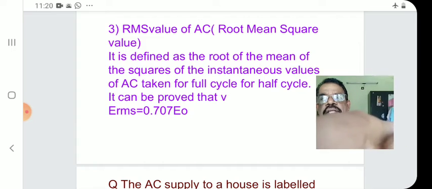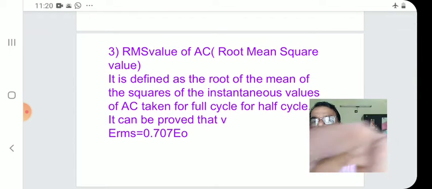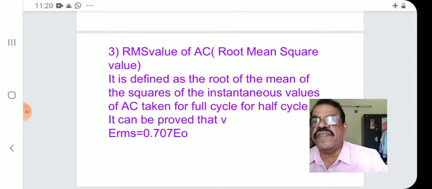Now comes another important value of AC, that is the RMS value of AC. RMS means root mean square value. This is the definition. It is defined as the root of the mean of the squares of the instantaneous values of AC taken for full cycle or half cycle.